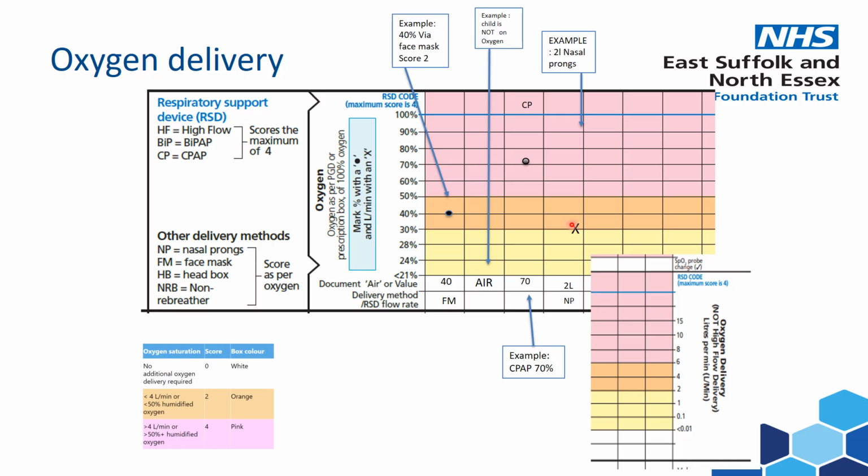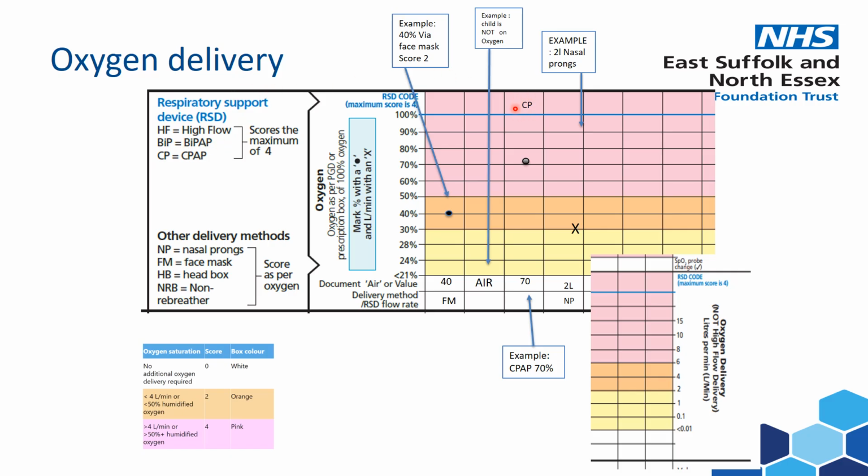Okay. This section here, I will explain, but you won't use this in Clacton. But if by any chance, for some reason, your child in Clacton UTC is being put on high flow, for example, then this is different in terms of the score towards the total PEWS. This will always score a maximum of 4. It's actually documented up here. So this RSD code, that's the respiratory support device. So this child is on CPAP here.